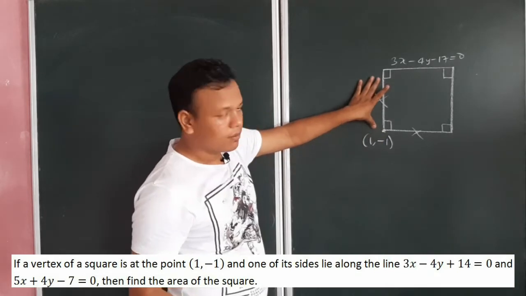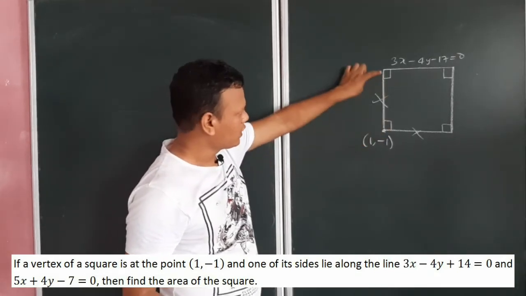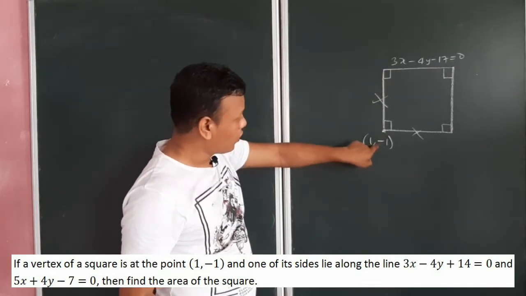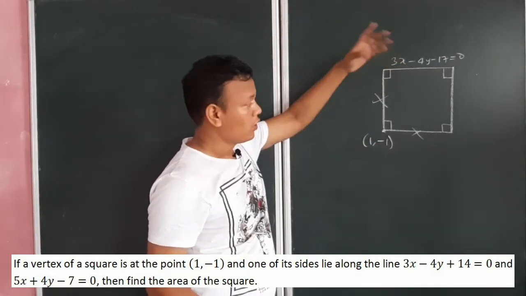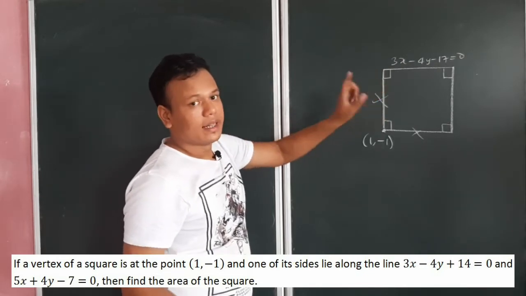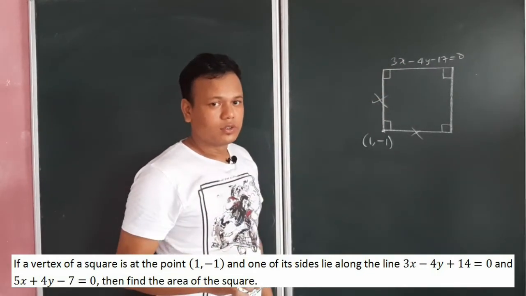So can I find this distance? What kind of distance is this? This is a perpendicular distance of a point from a line. Yes, so we'll be able to find this distance. So this distance gives you the length of each side of the square.